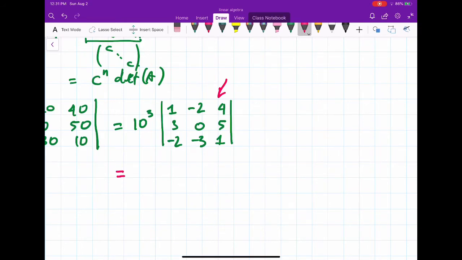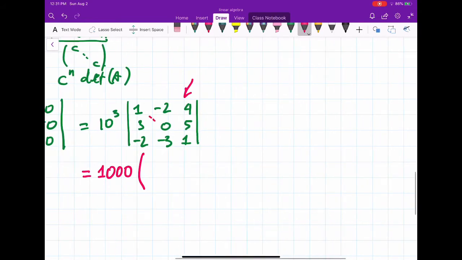And now I see I already have 1, 0, so you can expand that, using row elementary operations. But now this is a 3 by 3 matrix, so let me apply the diagonal method. Okay, so I have 10 cubed is 1000, and I have 3 terms with respect to the main diagonal, right? So 1 times 0 times 1 is 0, plus negative 2, 5, and negative 2 in here. So I have 4 times 5.